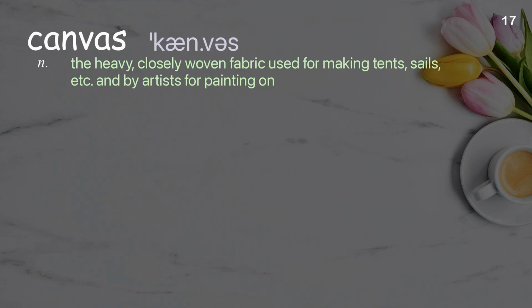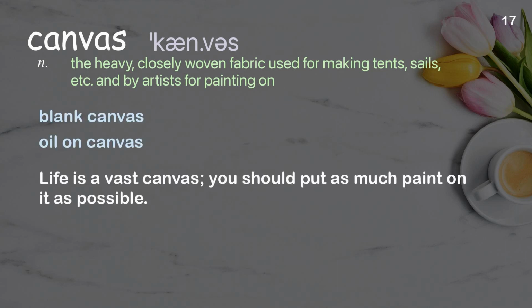Canvas. Heavy closely woven fabric used for making tents, sails, etc. and by artists for painting on. Examples: Blank canvas. Oil on canvas. Life is a vast canvas, and you should put as much paint on it as you can.